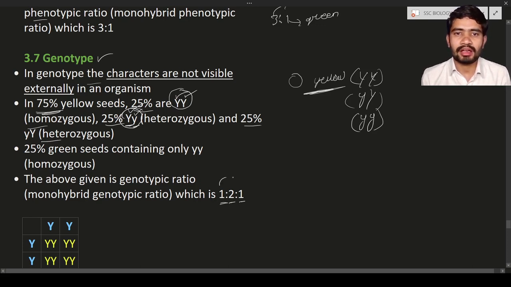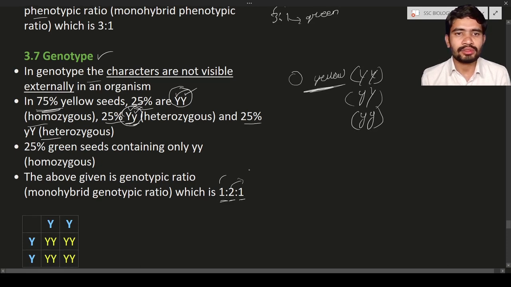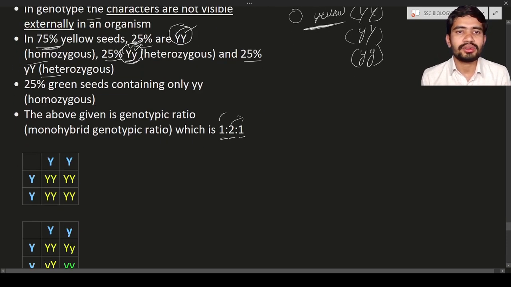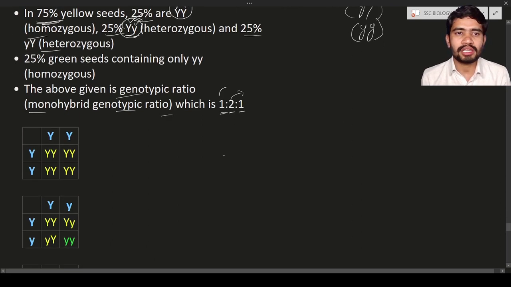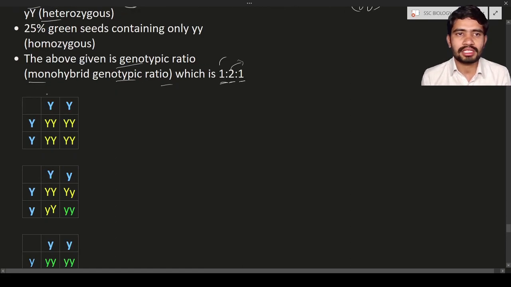One is homozygous yellow, and this other one is the homozygous green, and the 2 is the heterozygous seeds. Hence this is the genotypic ratio, or you can call it the monohybrid genotypic ratio. Here we can see the example, the parents.